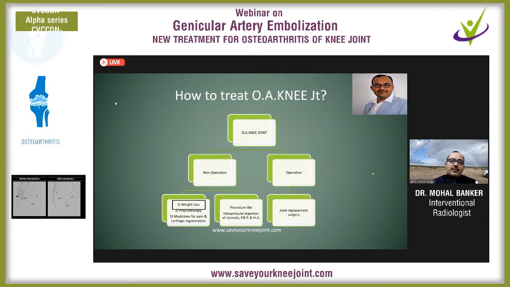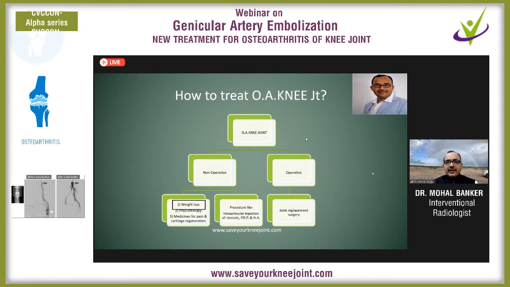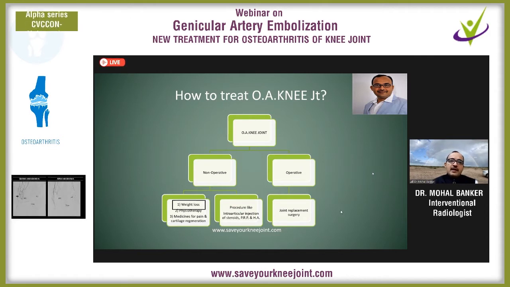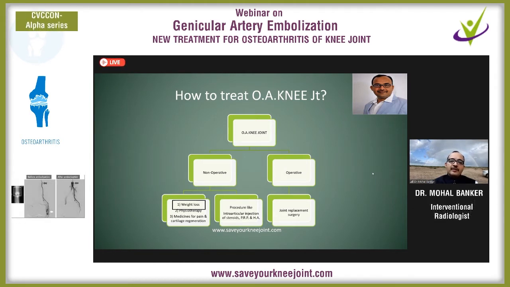Another non-operative treatment is intra-articular injection of steroids or PRP. These injections are really helpful, but only temporarily, because unless you treat the underlying etiology, the root cause, the pain is going to recur. And when all these non-operative treatments fail, the only option is operation, that is a total joint replacement surgery. So till date, there is no other option available between this non-operative and operative treatment.